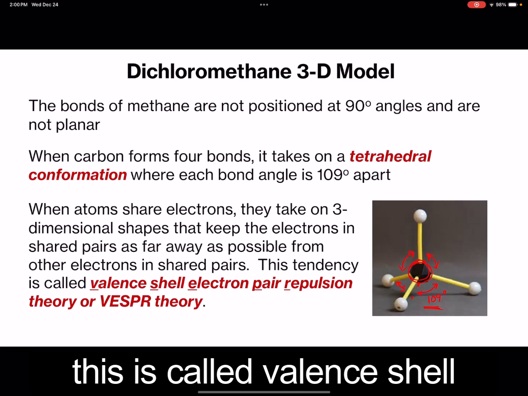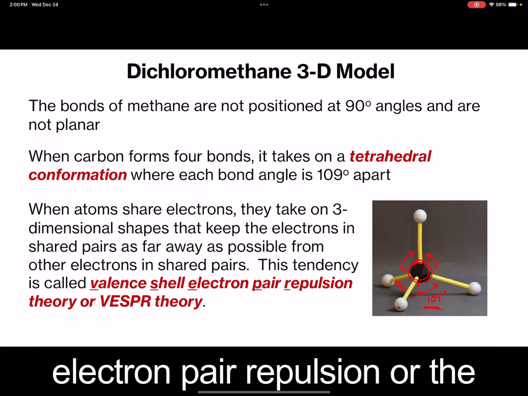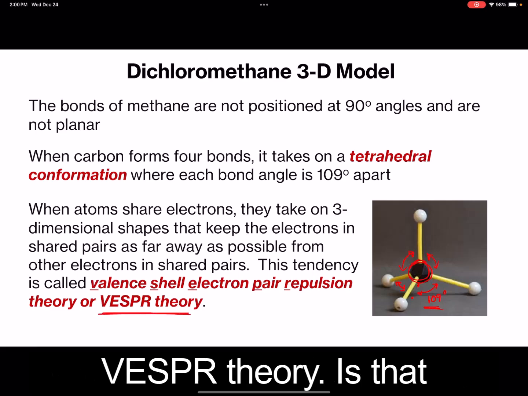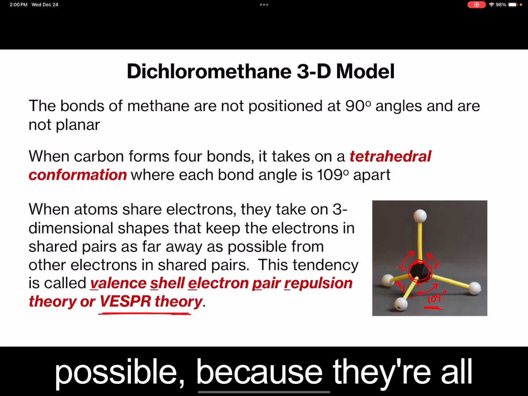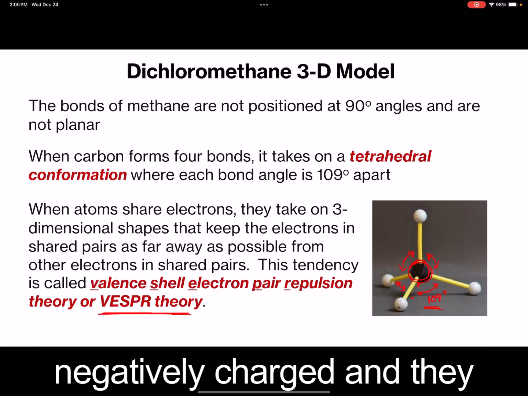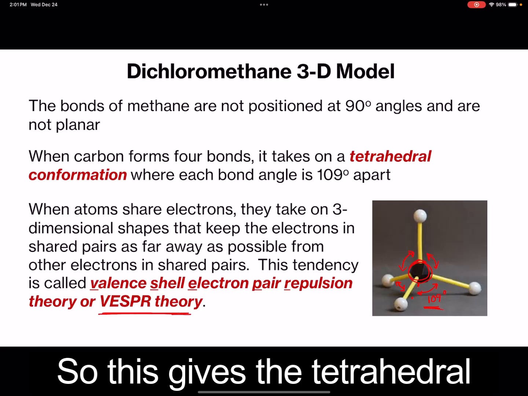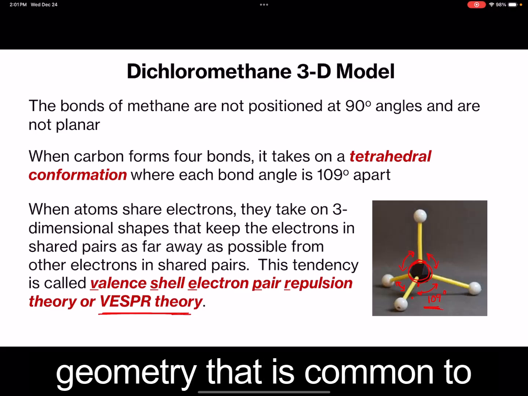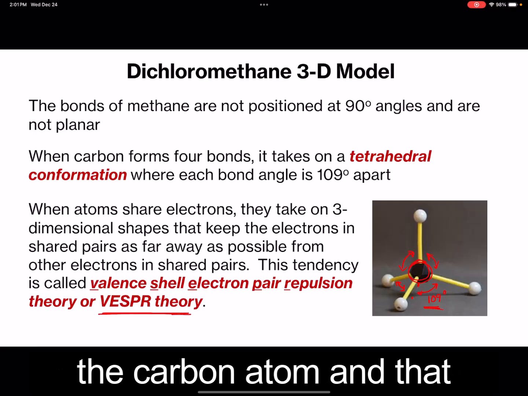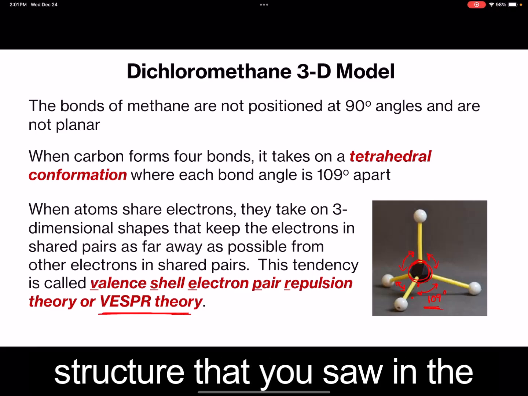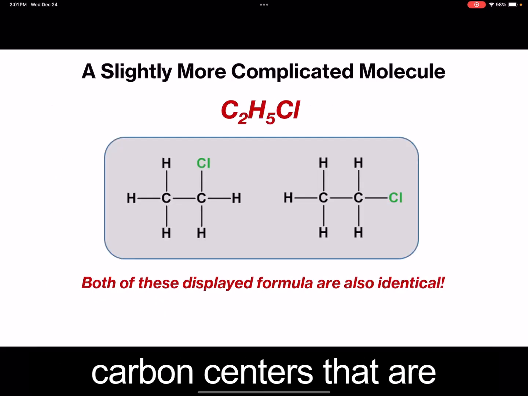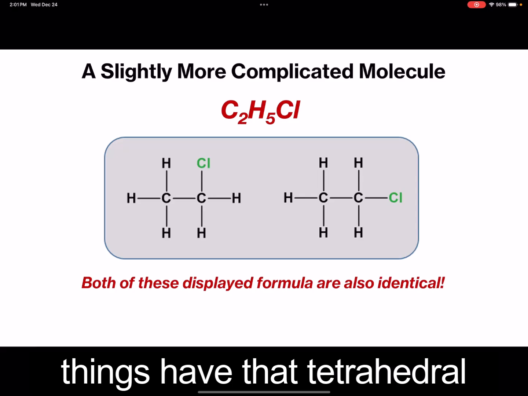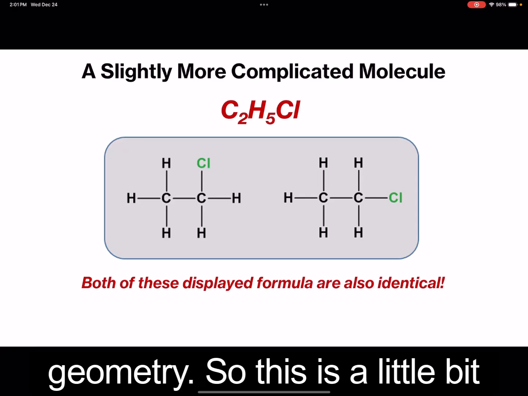So this is called valence shell electron pair repulsion, or the VSEPR theory, that electrons want to be as far away from each other as possible because they're all negatively charged and they repel each other. So this gives the tetrahedral geometry that is common to the carbon atom and that structure that you saw in the last slide. So all of the carbon centers that are bonded to 4 different things have that tetrahedral geometry.